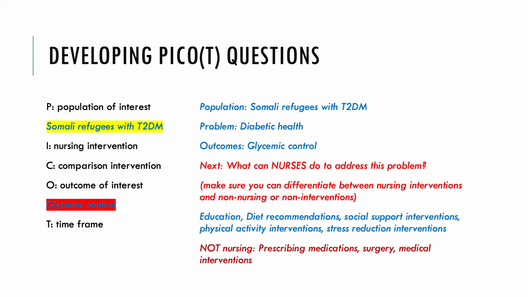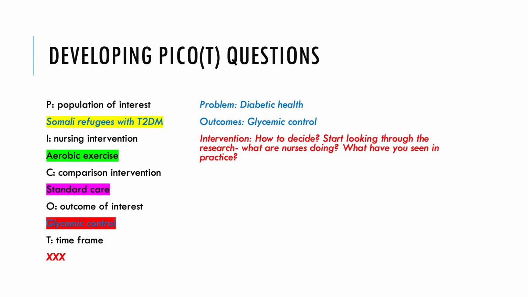Or maybe you had a personal experience with a specific intervention, maybe in clinical or maybe personally. But when in doubt, you can always reach out to your faculty to verify, is this a nursing intervention or not? And there can be some tricky gray area here as well, so we're always willing to chat with you about what qualifies as a nursing intervention. So now let's say I looked at some nursing research on Somali refugees with type 2 diabetes and found that nurses are encouraging physical activity to help promote better glycemic control.